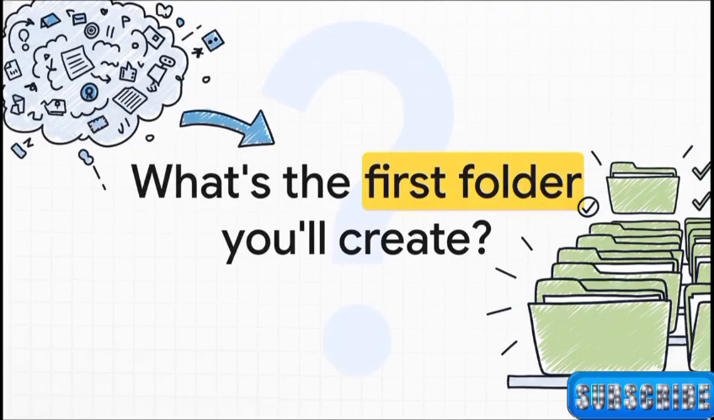So, I'll leave you with this one last question. Right now, after watching this, what is the very first big, broad category folder that you're going to create to start your own journey from chaos to clarity?